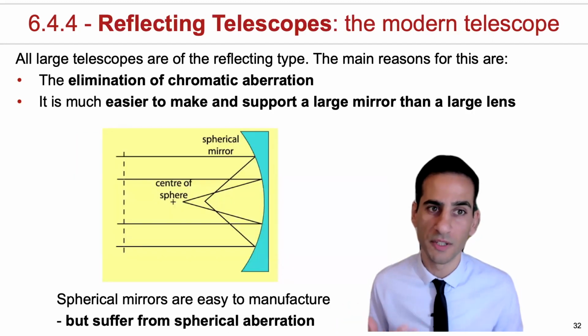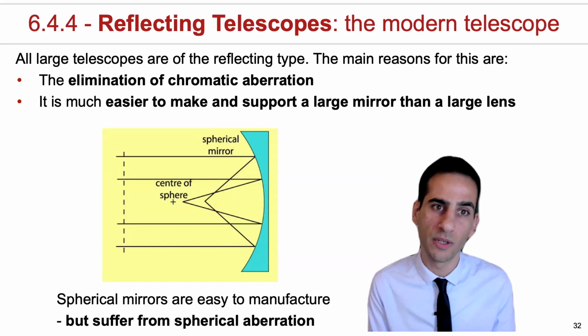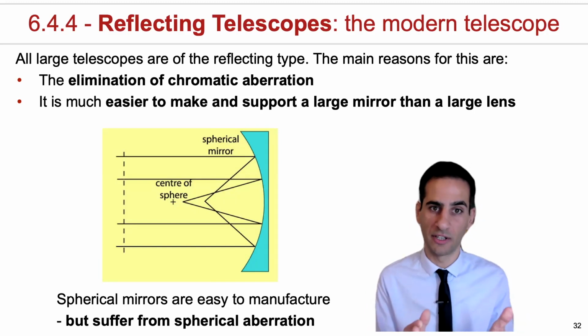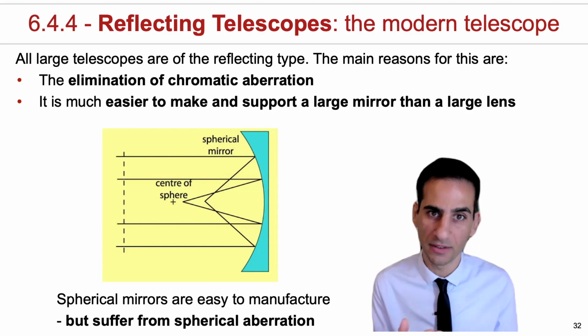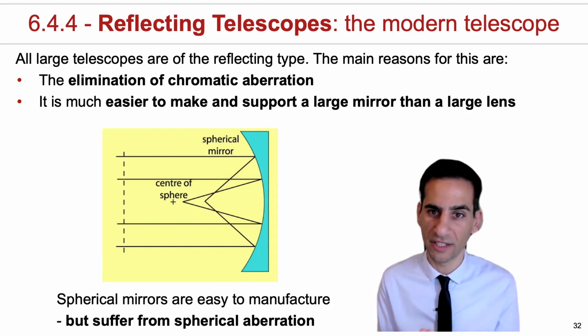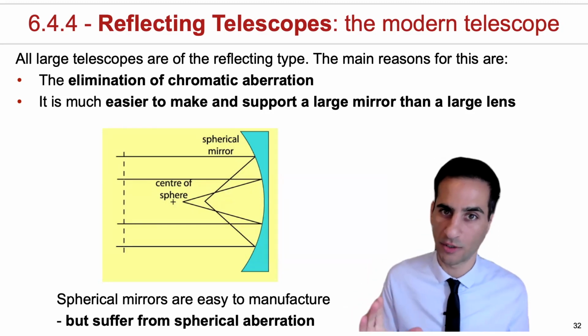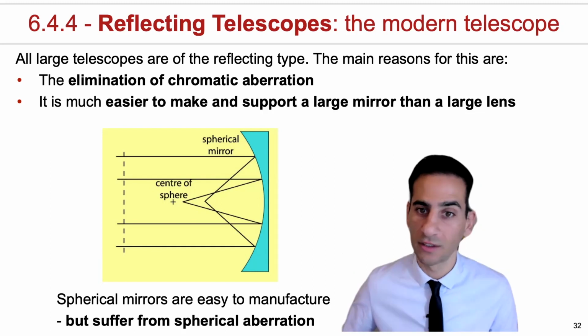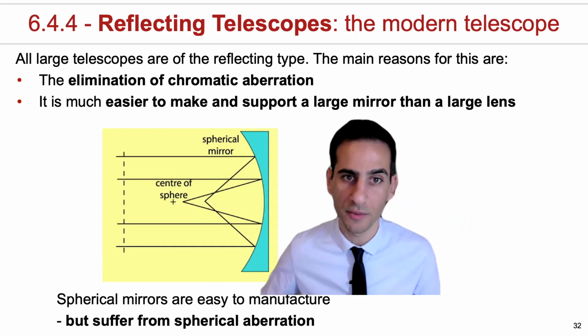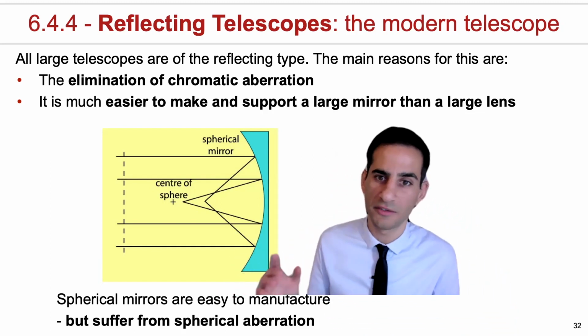Reflecting telescopes really are a way to eliminate chromatic aberration, for example. They're much easier to make, they're cheaper, and it's much easier to support a large mirror than a large lens. And it's much easier to make sure that a mirror is actually not deforming or behaving like a fluid. The cheapest reflecting telescopes are spherical ones. These are even easier to make.